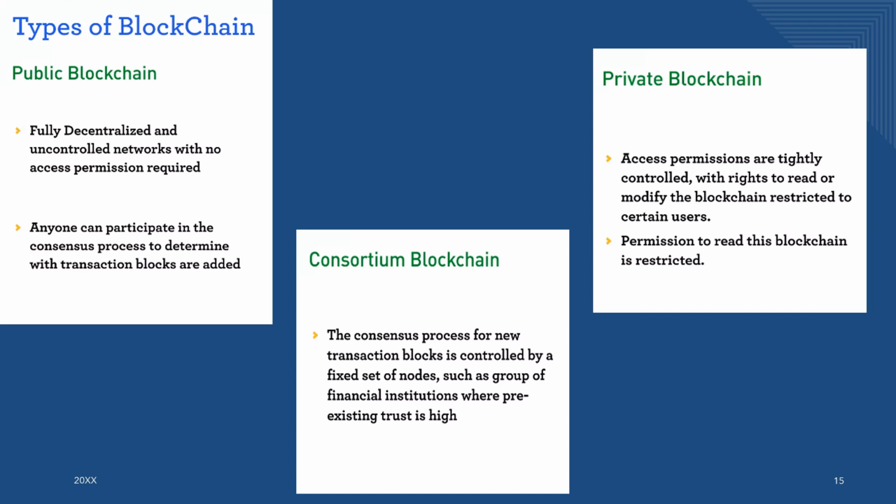So public blockchain is a fully decentralized and uncontrolled network with no access permission required. Anyone can participate in the consensus process to determine which transaction blocks are added. Then with your consortium blockchain, the consensus process for new transaction blocks is controlled by a fixed set of nodes. We already spoke about what nodes are, such as groups of financial institutions where pre-existing trust is already high. And then a private blockchain is where access permissions are tightly controlled, with the rights to read or modify the blockchain restricted to certain users. And permission to read this blockchain is restricted, okay?